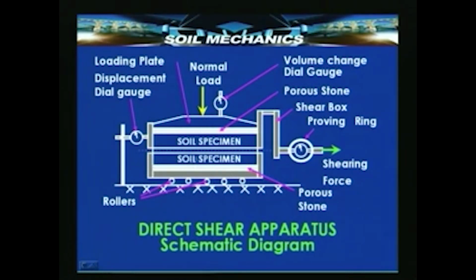Then there are of course other small additions, such as the dial gauge here to measure the volume change, the dial proving ring here to know the force that is applied, porous stones here to permit drainage, and a displacement gauge to know the displacement that the sample undergoes. All these together constitute the entire shear strength apparatus known as the direct shear apparatus.